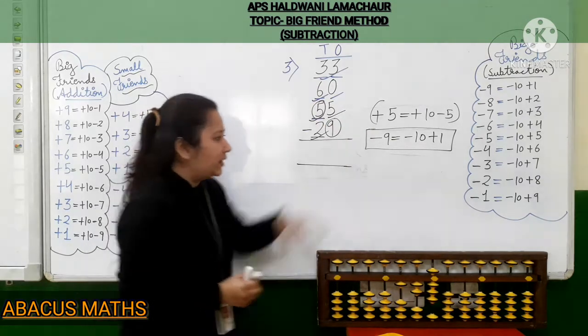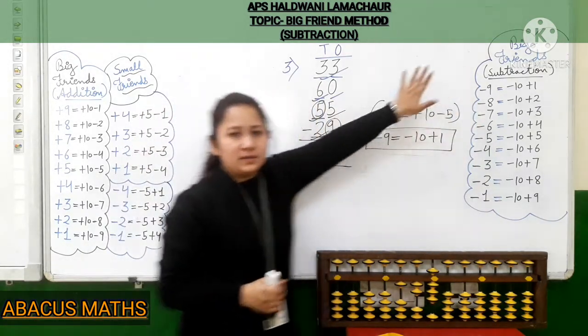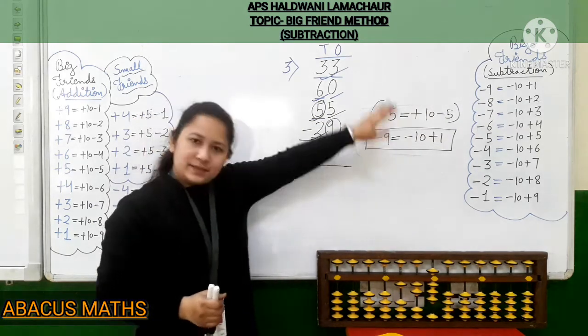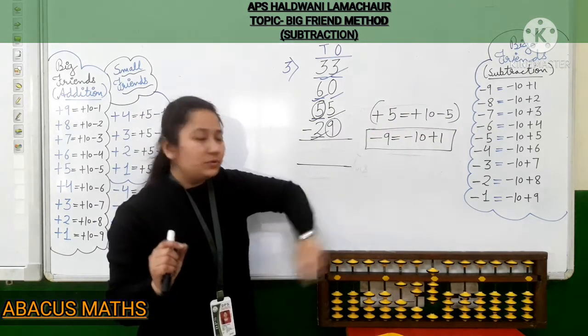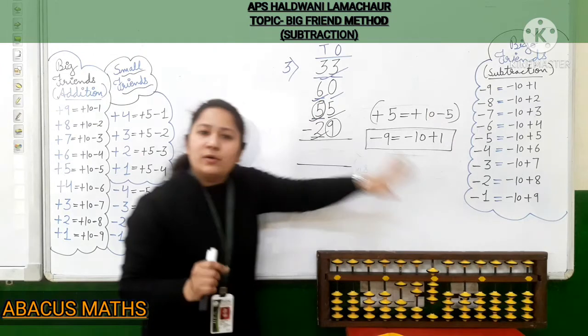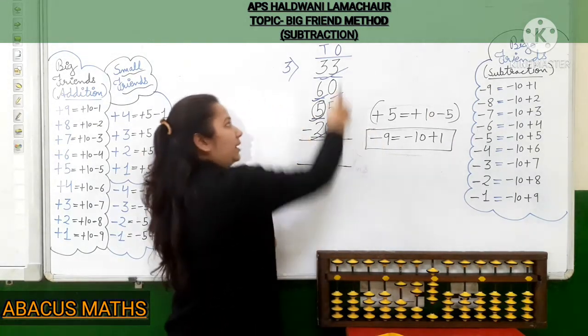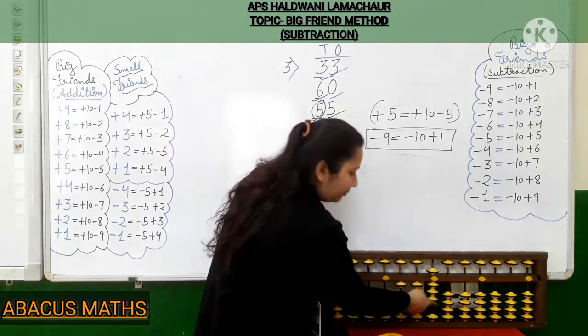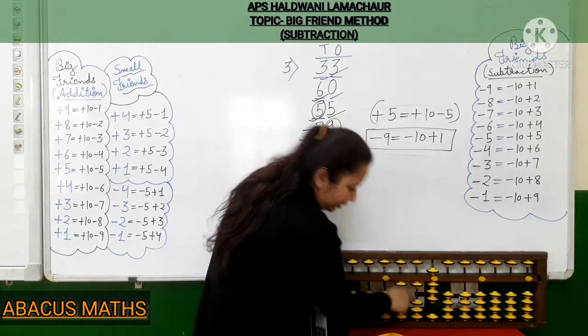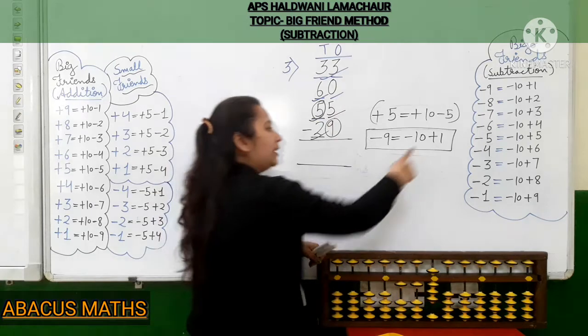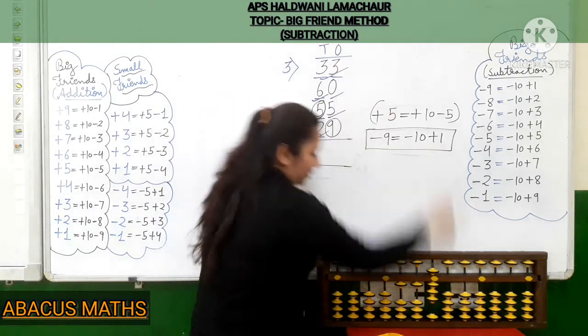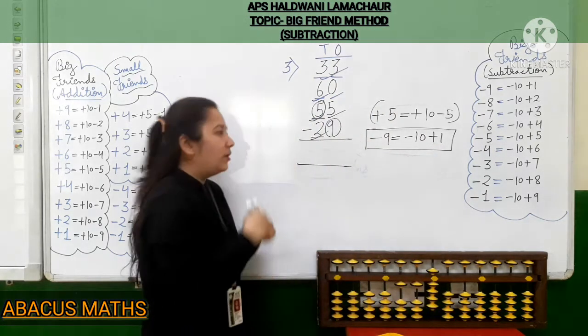You can see that we have used different formulas from this big friend subtraction. You also have to use kids the different formulas according to the sum. Now for minus 9 in ones rod, minus 10 you will do here in one rod up, then plus 1 from the same rod. And your 9 is done.